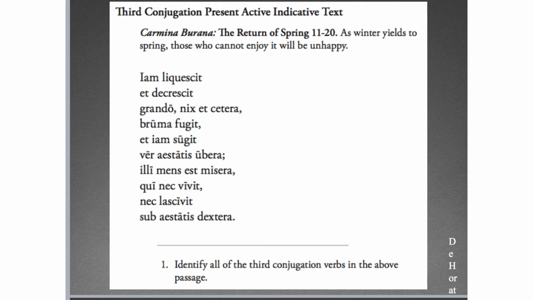All right. Here's a third conjugation present indicative text from a medieval poem. So all third conjugation verbs, and a good way to do that is look for that IT. So languescit, decrescit, fugit, and I'll let you finish off the rest. All right, but that IT, again, that I is going to be the sign of the third conjugation.